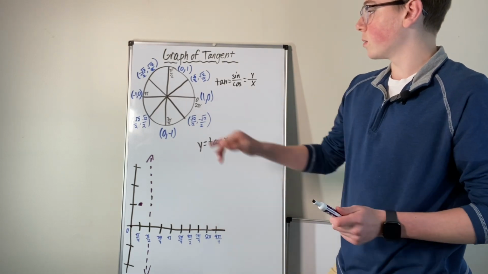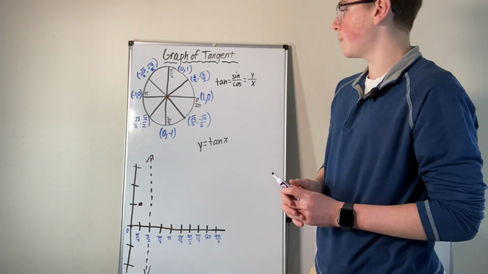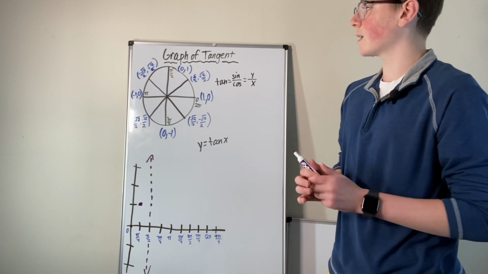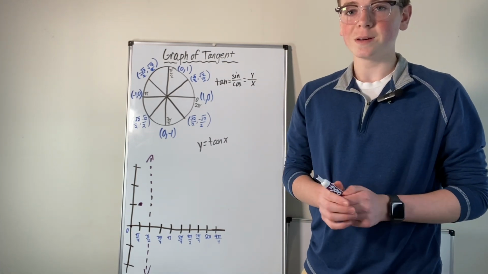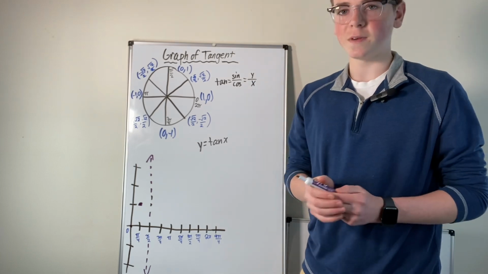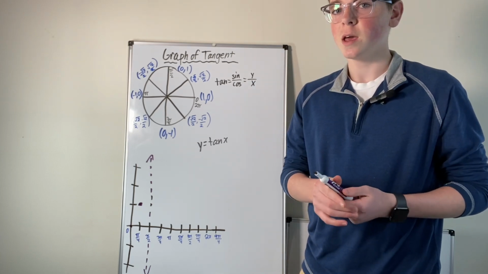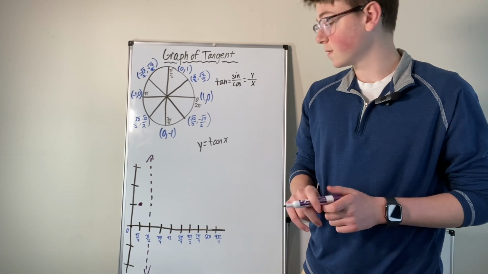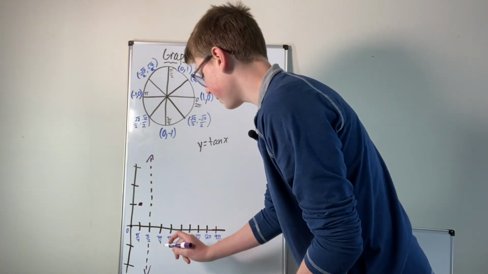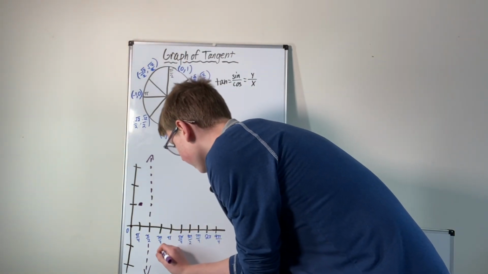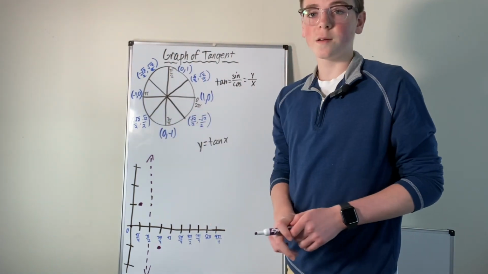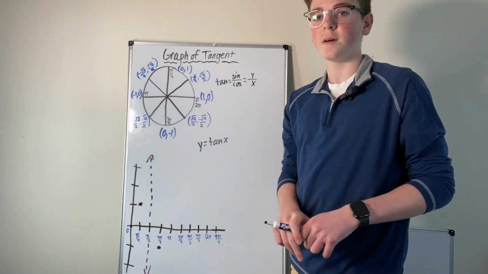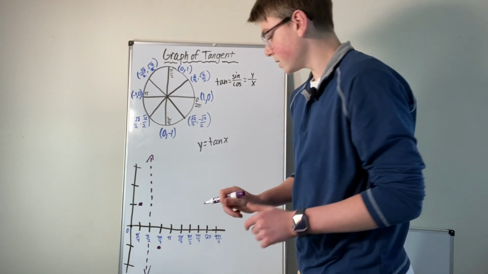Then we go over here to 3 pi over 4, which is negative root 2 over 2, comma, root 2 over 2. Well, root 2 over 2 divided by negative root 2 over 2 is going to give us negative 1. So 3 pi over 4, and then we get negative 1. Then pi, negative 1 comma 0, will be 0 divided by negative 1, which is 0.